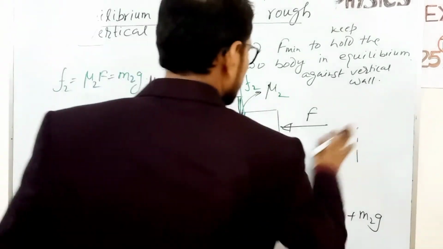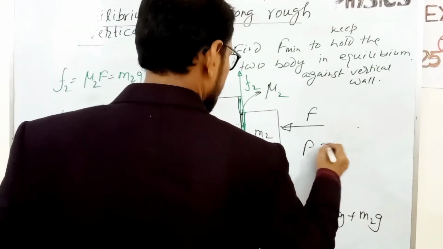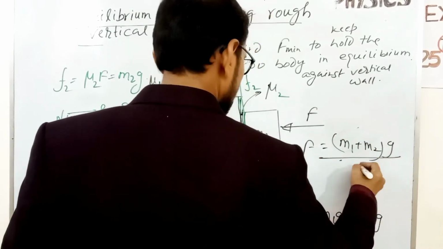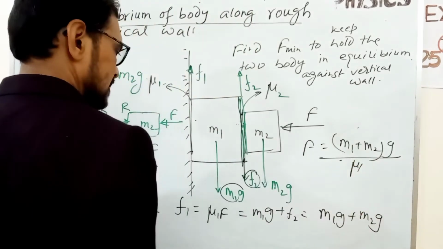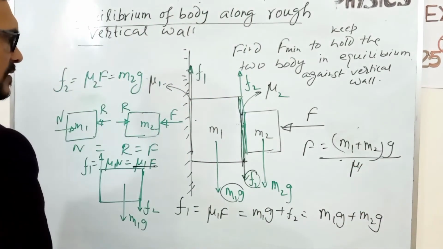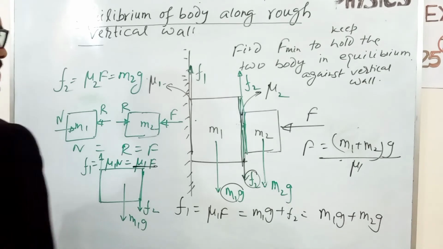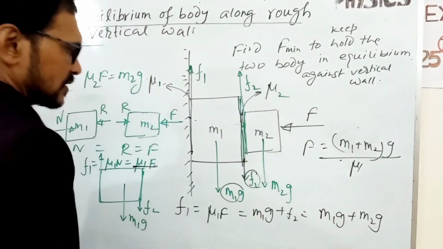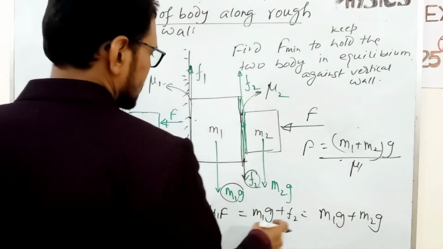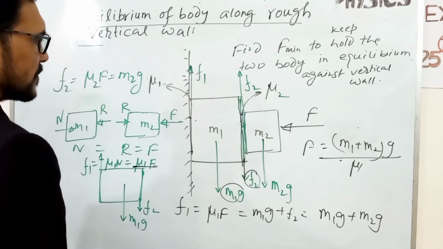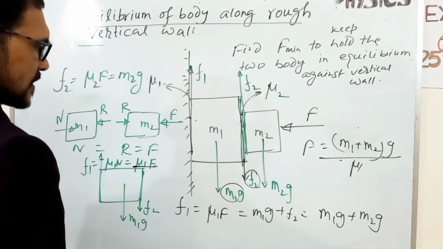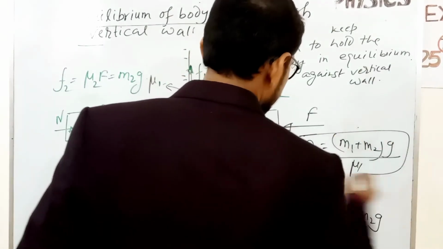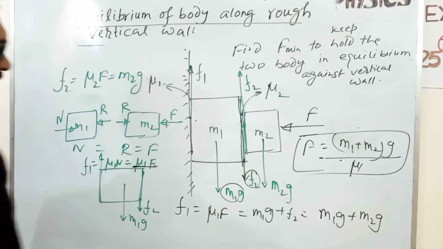So F equal to, what is F? F equal to (M1 plus M2)g by mu1. Mu2 here is not required. So the force required is this, (M1 plus M2)g by mu1. So this is the answer.